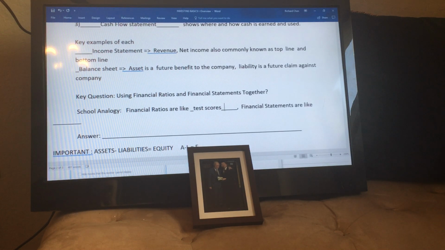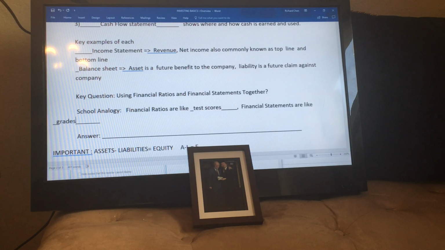And then you might have guessed, financial statements, which measure performance over a period of time, are like grades. And as you know, the school uses both to assess you. Test scores indicate how well the student is doing at this time, or could potentially be doing, and the grades show performance over a period of time.